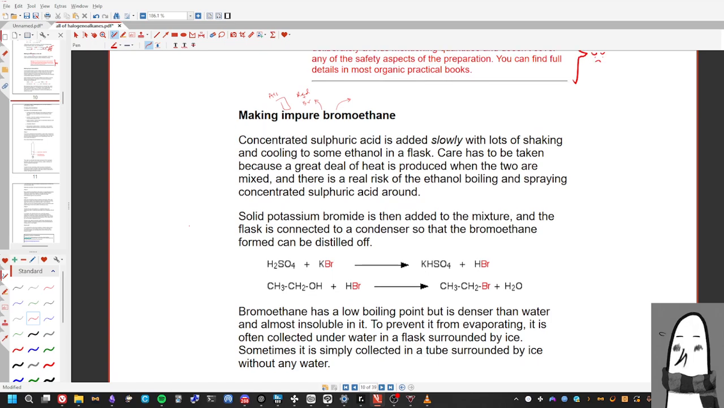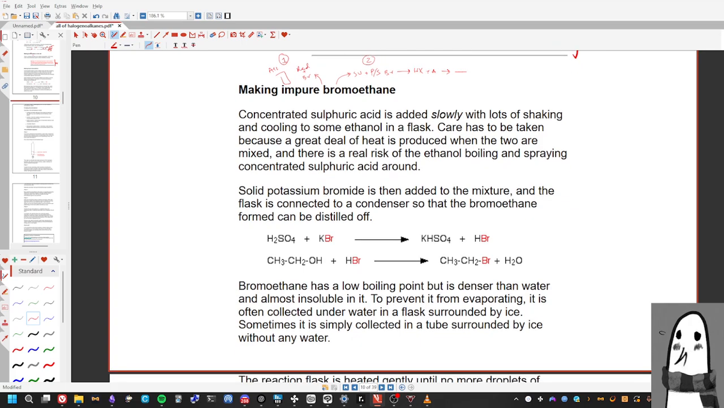Now you could do it this way, or the other way, which is sulfuric acid plus your potassium or sodium bromide, giving you the hydrogen halide, plus your alcohol, giving you what you need: H2O plus the haloalkane. In this case, we're starting off with concentrated sulfuric acid, slowly added and shaken.